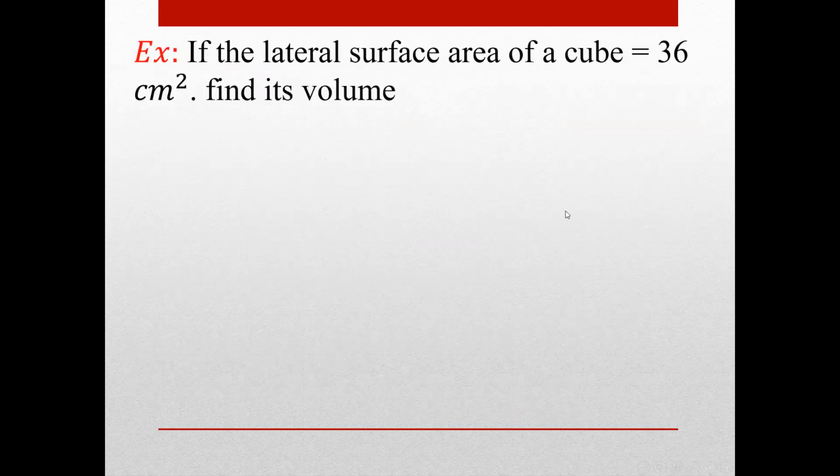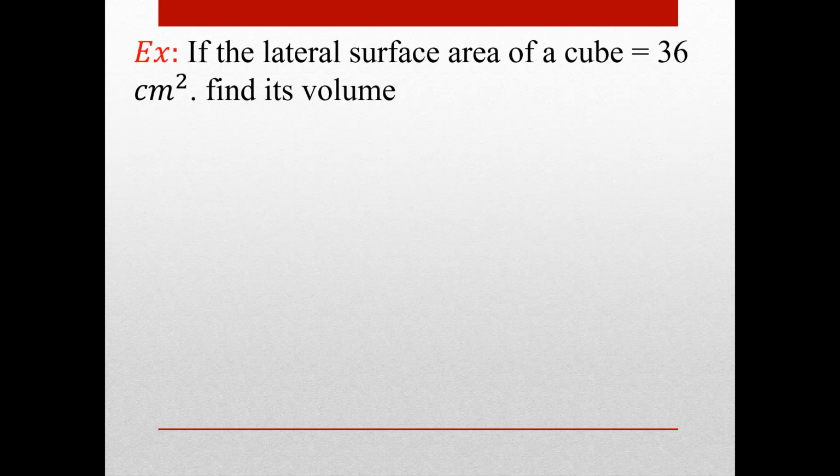The lateral surface area of a cube equals 36. Find its volume. Here I want to know the edge length. How can I get the edge length? Lateral surface area equals 4L squared, so 4L squared equals 36. I divide by 4 to cancel the 4.